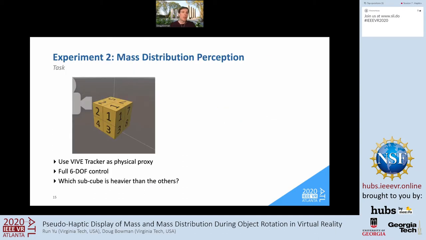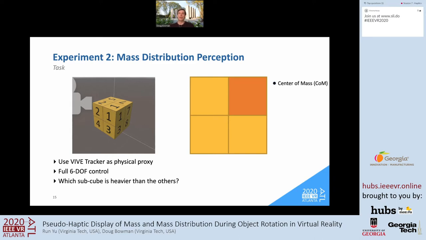Here's the experiment that we ran. Again, we used the Vive tracker as a physical proxy, and this time we gave people full 6-degree of freedom control, so more realistic than the previous study. And we showed them this virtual cube that was divided into 8 subcubes, and we simply asked them to judge which of the subcubes was heavier than the others. So 1 out of the 8 was always virtually heavier than the others. You couldn't tell visually. And here's how we defined that heavy subcube.